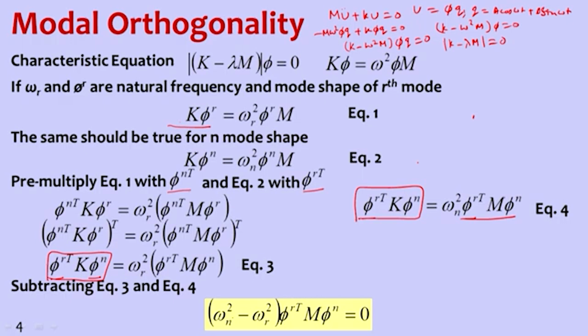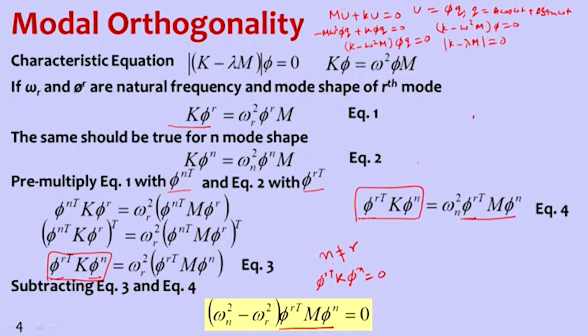Now what this tells us is, if n is equal to r, then the entire term is 0. But if n is not equal to r, then the other term should be equal to 0. So phi r transpose m phi n should be equal to 0. Similarly we will get another relationship, phi r transpose k phi n should be equal to 0. So if we pre-multiply and post-multiply any matrix with the modal matrix, we will get only the diagonal terms. That is what is shown in this equation.